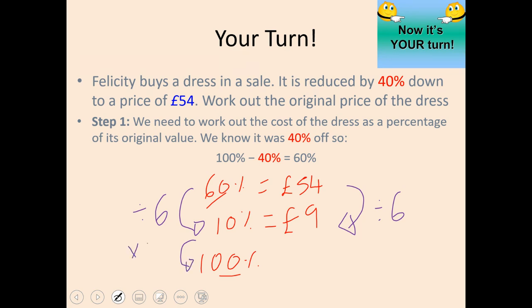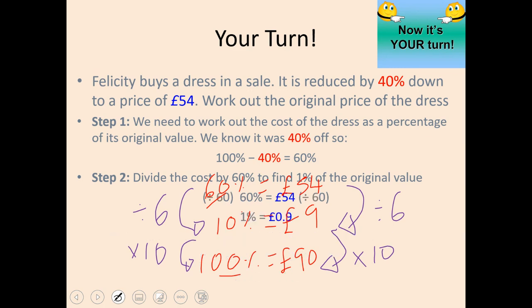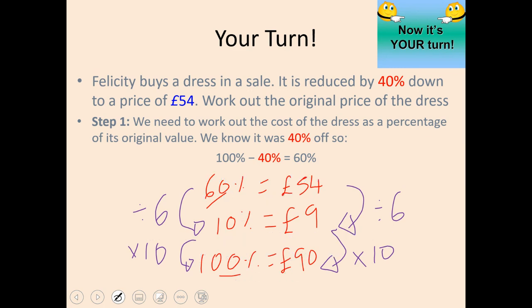I'm going to have to multiply both sides by 10. Whatever you do on this side, you have to do to the other. So you multiply this side by 10. Therefore, your answer should be £90. Okay? All right. Hopefully that should be the answer. And there you go. That's how you work it out.